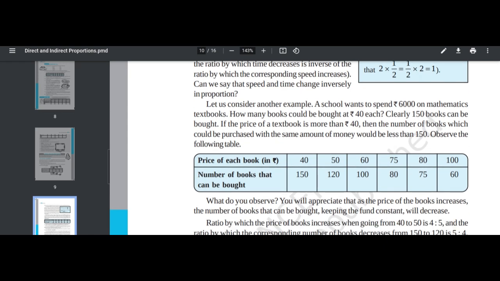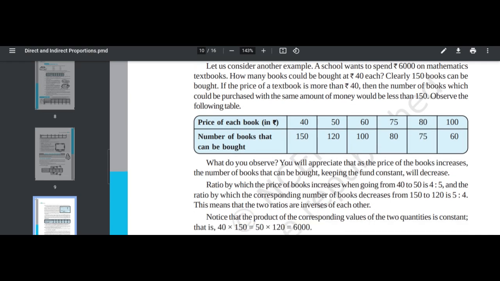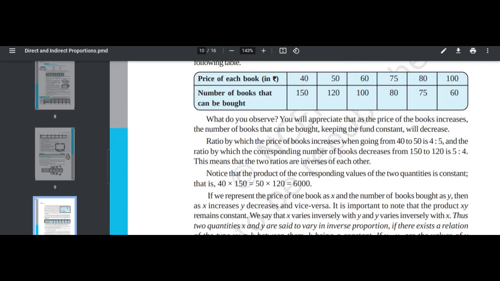What do you observe? You will appreciate that as the price of the books increases, the number of books that can be bought, keeping the fund constant, will decrease. The ratio by which the price of the books increases when going from 40 to 50 is 4 to 5, and the ratio by which the corresponding number of books decreases from 150 to 120 is the inverse of it. This means that the two ratios are inverses of each other. By multiplying 40 with 150 or 50 with 120, the answer is 6,000. In each case, the answer is 6,000.